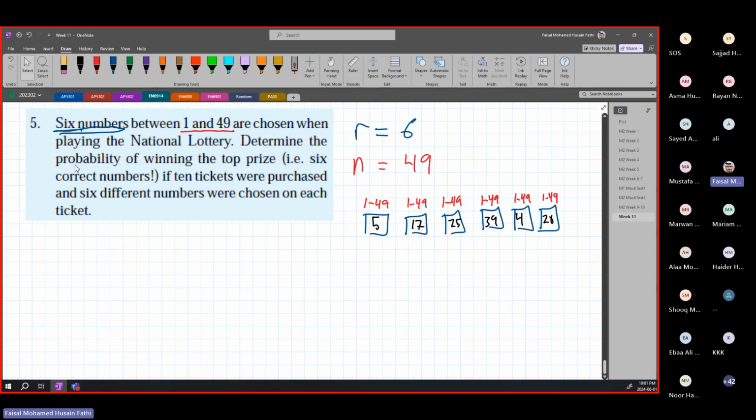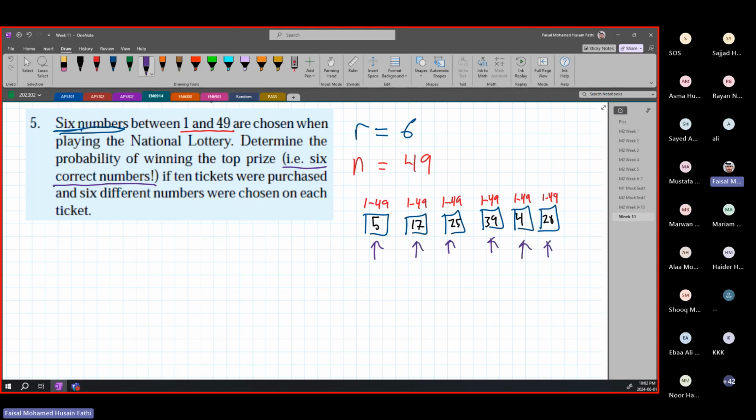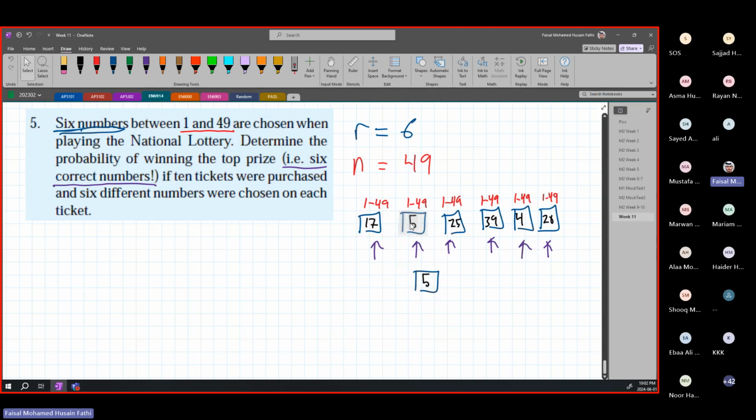Then determine the probability of winning the top prize. What is winning the top prize? Winning the top prize, they mentioned, is 6 correct numbers. So that means that you have to have the correct number in all of these. It doesn't matter if, let's say these are your correct numbers, all right? Let's say these were the correct numbers given. It doesn't matter the location of 5 if it was going here and the 17 was here, because they did not mention anything about the order. They just said the numbers have to be correct.